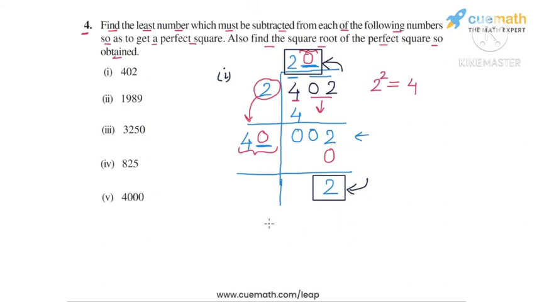And you can verify this from the original number 402. If you subtract 2, you get 400, which is a perfect square because the square root of 400 is equal to 20. So the answer to the first part is: the least number that you can subtract is 2, and the square root of the number so obtained will be 20. This is the answer for part 1.